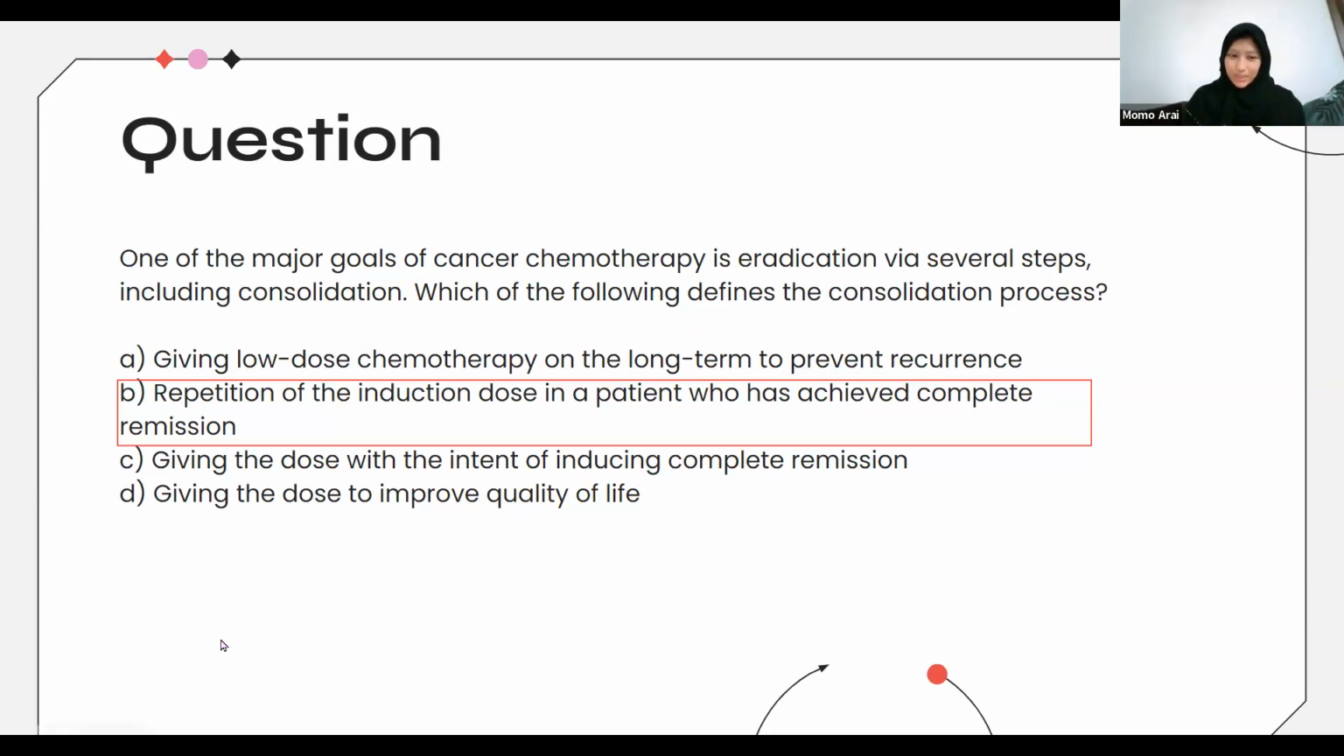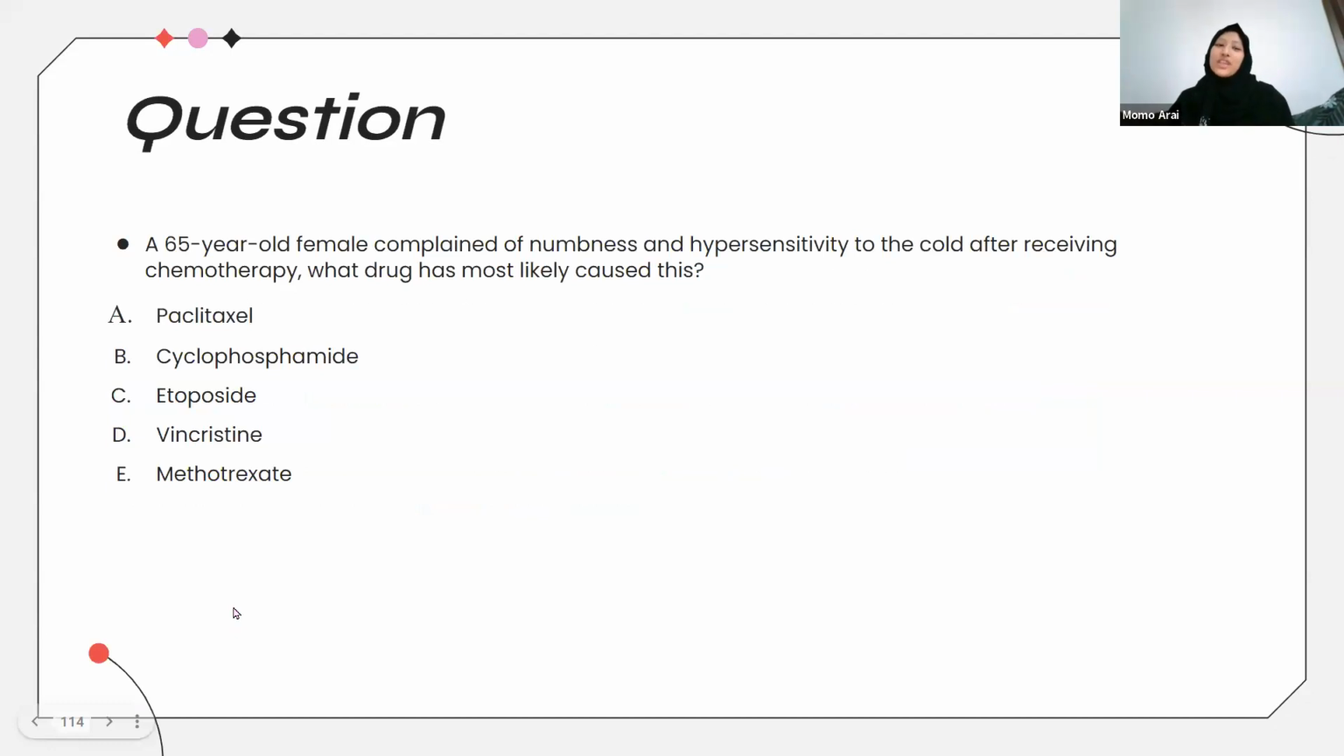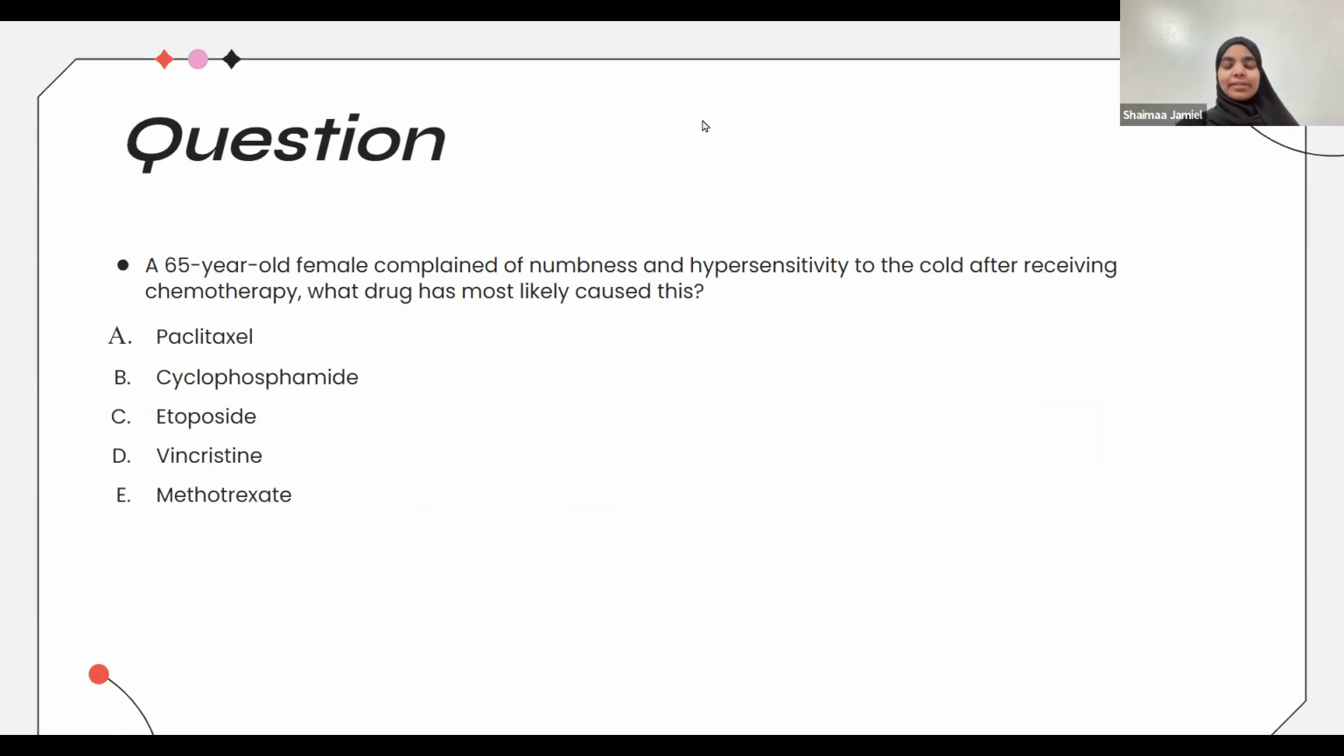Okay, Shamiaa, this is your part for chemotherapy. Yeah, okay, alhamdulillah guys, we reached the final part. So the first question: a 65-year-old female complained of numbness and hypersensitivity to the cold, supposedly in her feet and extremities, after receiving chemotherapy. What drug has most likely caused this reaction?